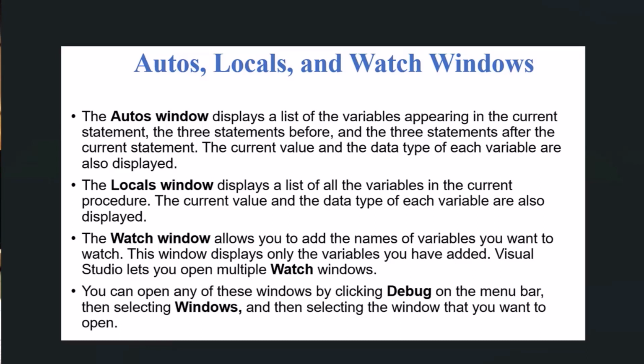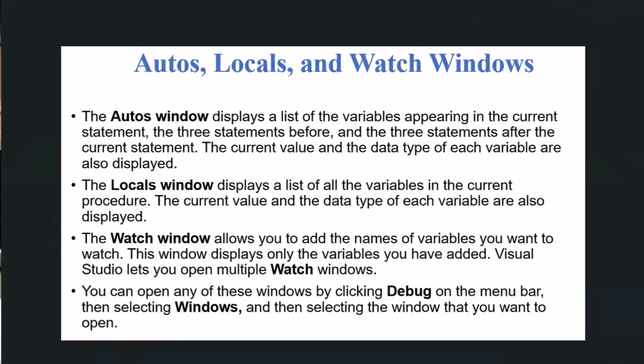The watch window also allows you to add the names of variables you want to watch. This window displays only the variables you have added. This Visual Studio allows you to open multiple watch windows. I like this one the best because I can literally click on the variables I want to examine. I can click on all of them if you want and put them outside that watch window and then see those contents change as they go through that. You can open any of these windows by clicking on the debug on the menu bar and then selecting Windows and then selecting the window that you want to open.